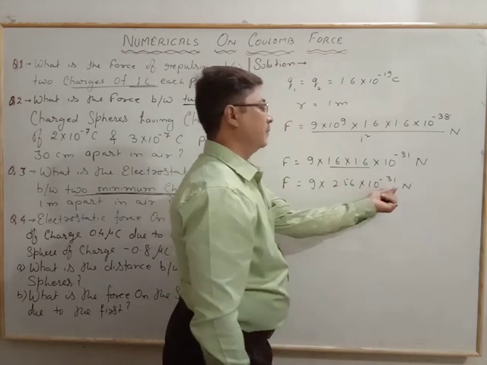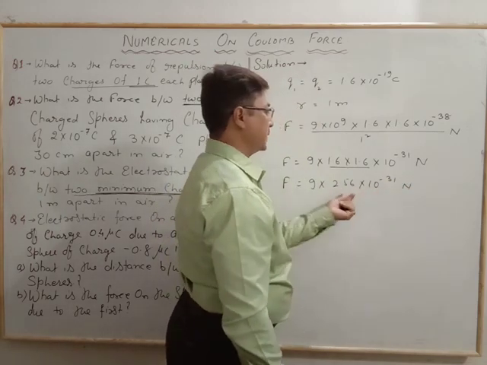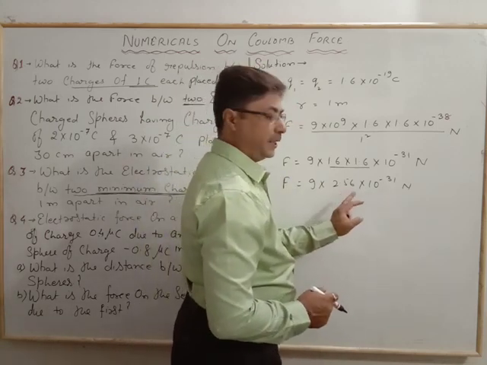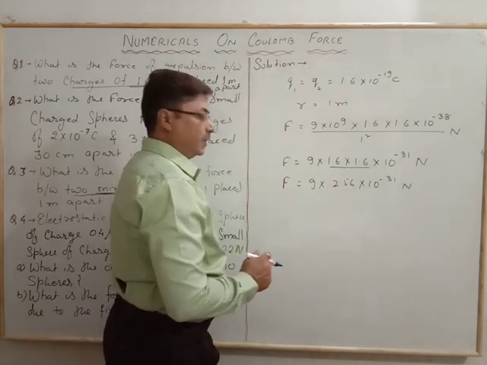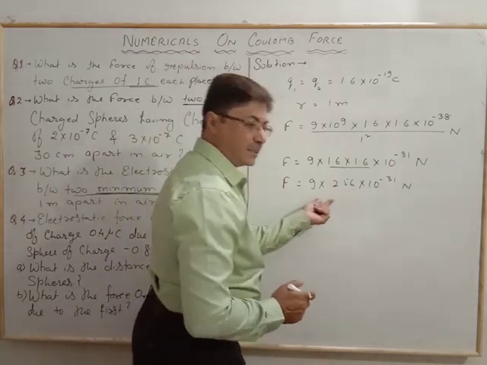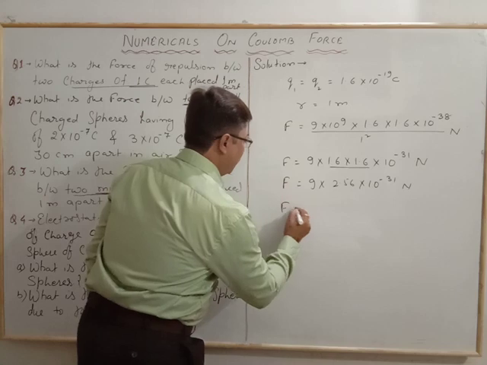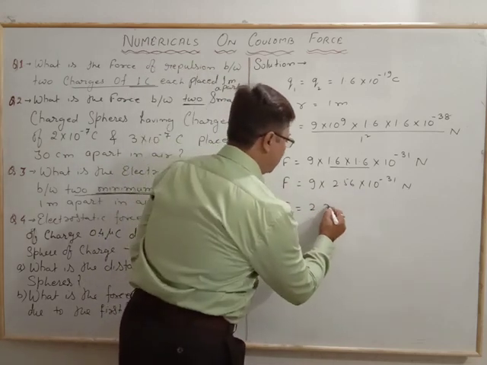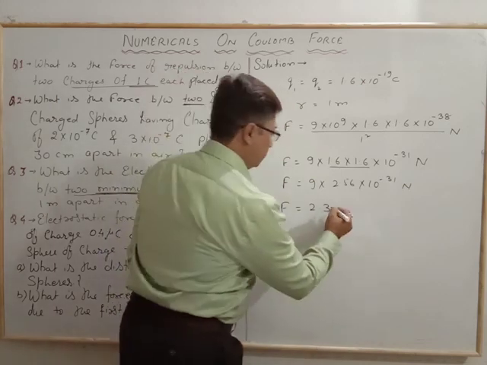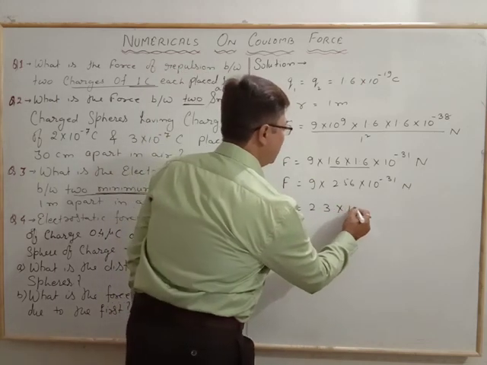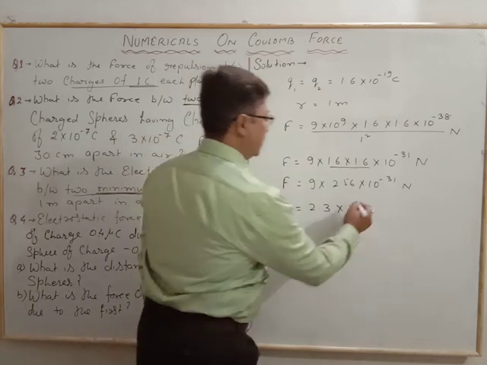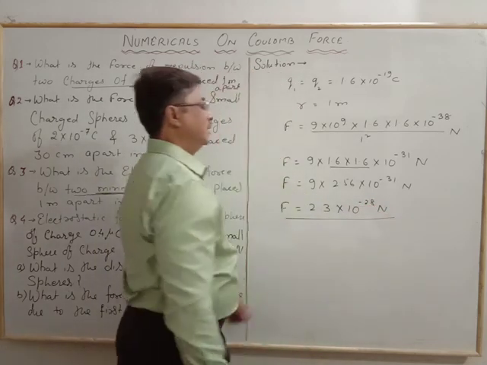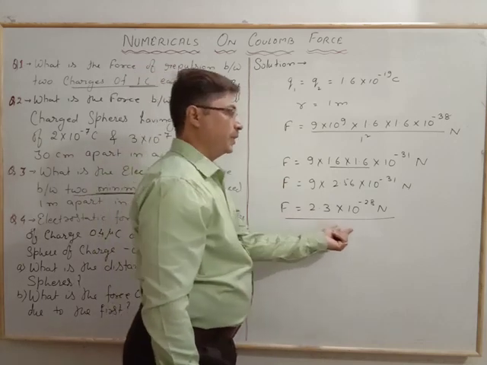Now two places will reduce, so this becomes 2.56 × 10^-31. Just make the product, and you have the value 2.304 × 10^-28 newton. Whenever you make the product, you get the total force of this much.